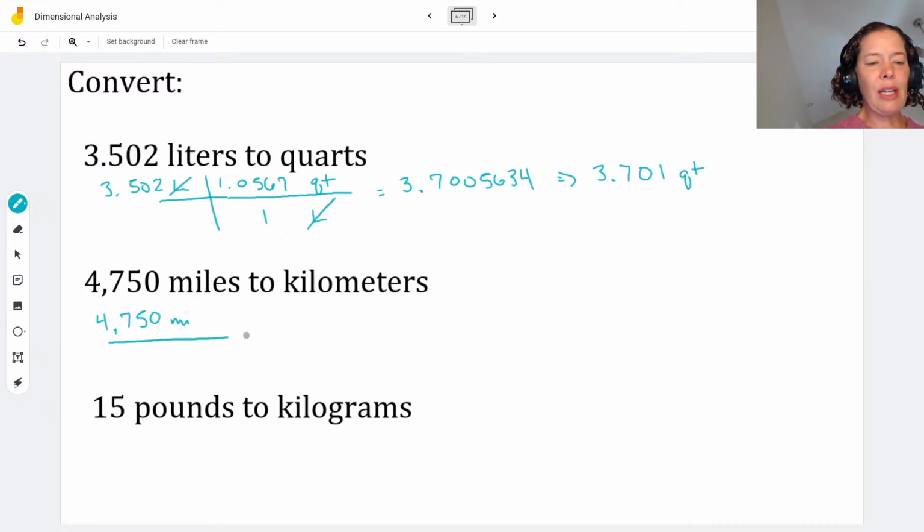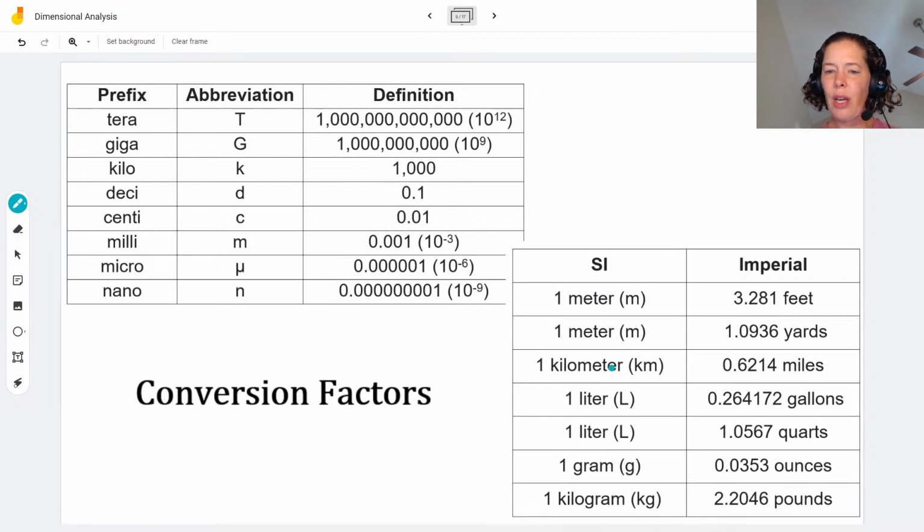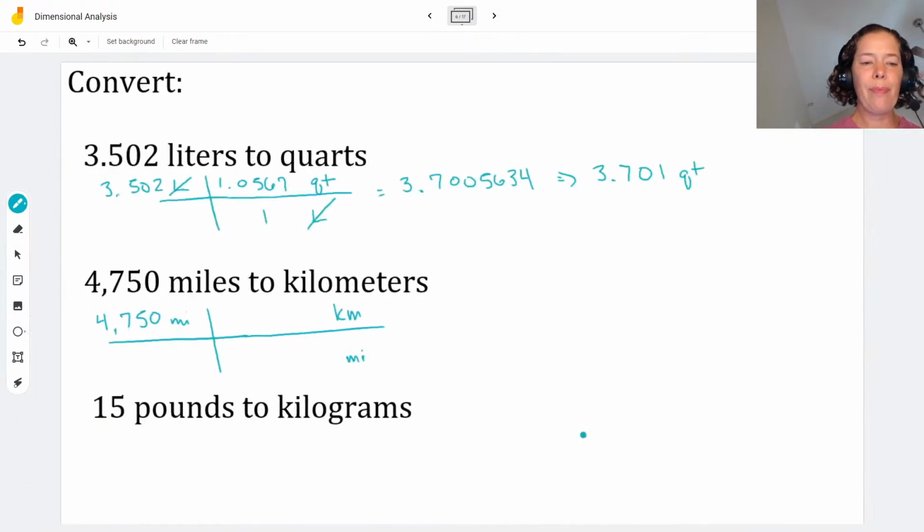This is miles. Again, I'm going to put my units in, and then I'm going to look at my conversion factor. So I want miles in the denominator, and I want kilometers in the numerator. Let's go back and find our conversion factor. Okay, here we go. Here is our miles to kilometers. So this is the one we're going to use. So that is 1 kilometer and 0.6214 miles. All right, so I'm just going to write down here what the calculator gives me.